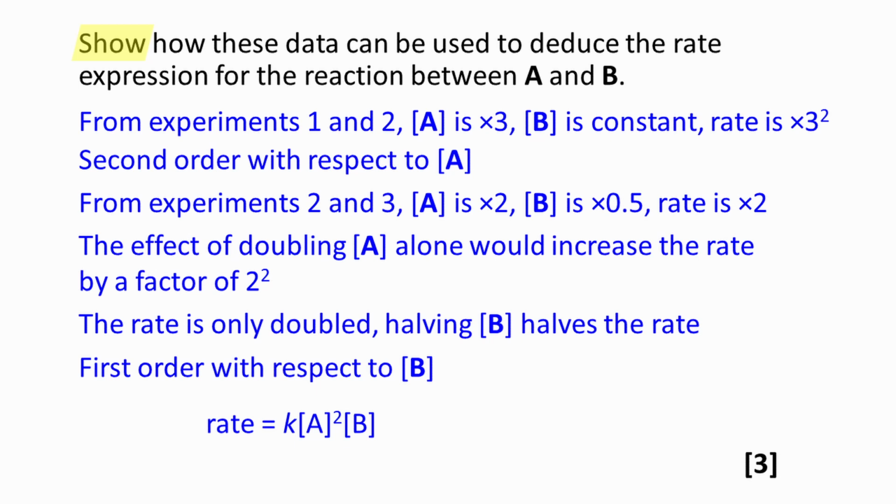Remember, we had to show how these data can be used to deduce the rate expression. Here's the answer in full. The rate expression is rate is equal to k multiplied by the concentration of A squared multiplied by the concentration of B. k is called a rate constant.